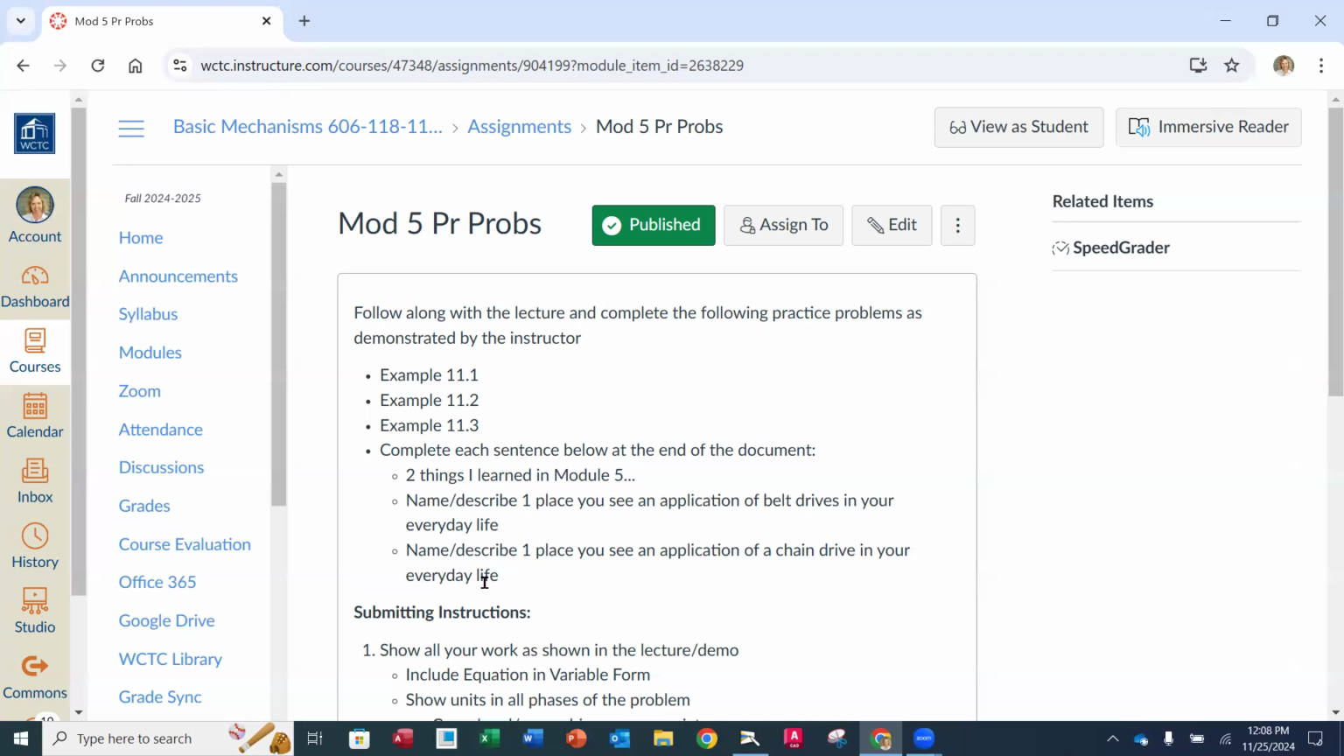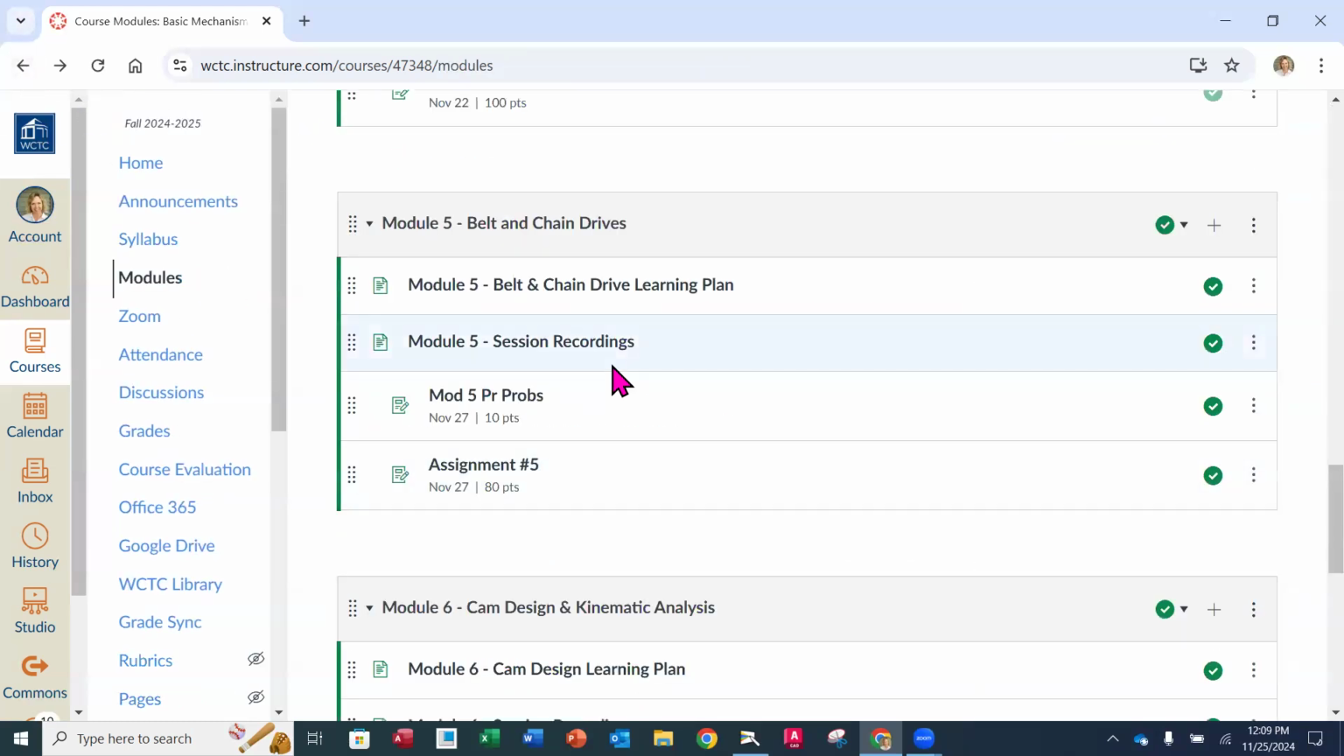And then I want you to name and describe one place where you see an application of belt drives in your everyday life or around. And then also an application where you see a chain drive, okay? So they're around us. I just want you to look around and see where those are. So that's going to be our practice problems.